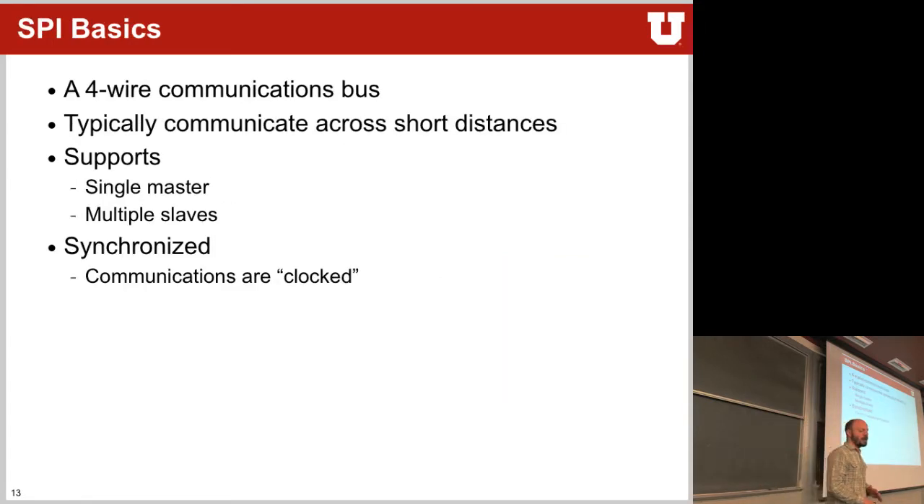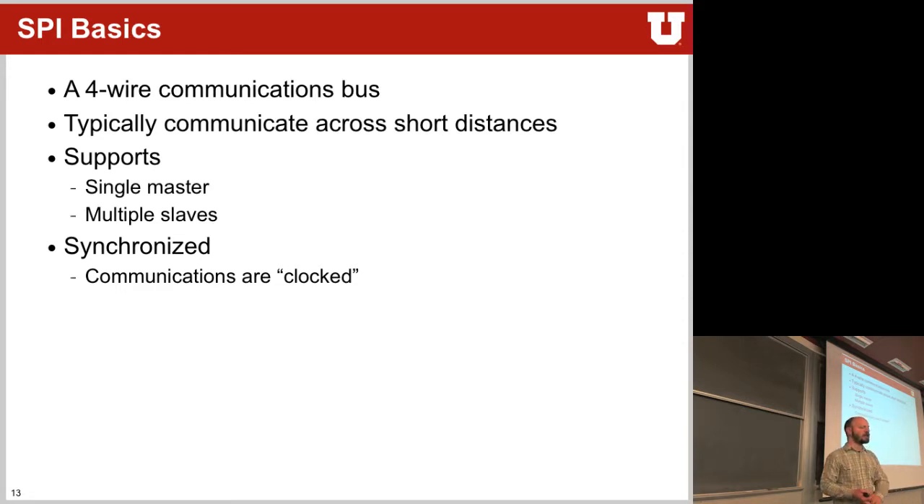So how does it work? It's a four-wire communication bus. It's typically used across very short distances, for example, on a PCB to connect a radio to a microcontroller. It supports one single master and multiple slaves.